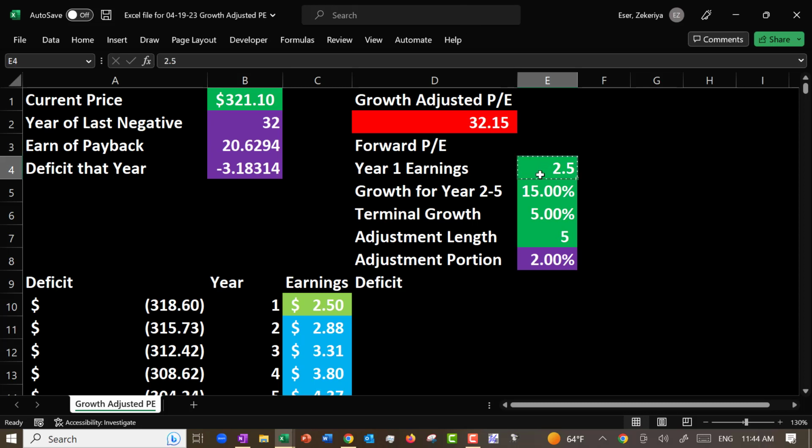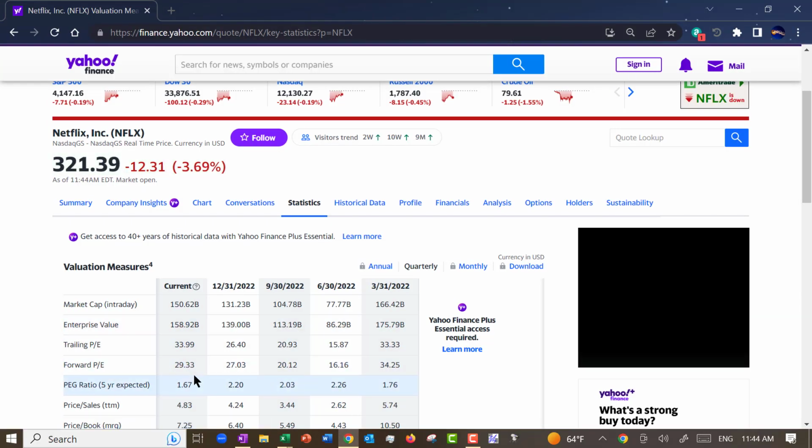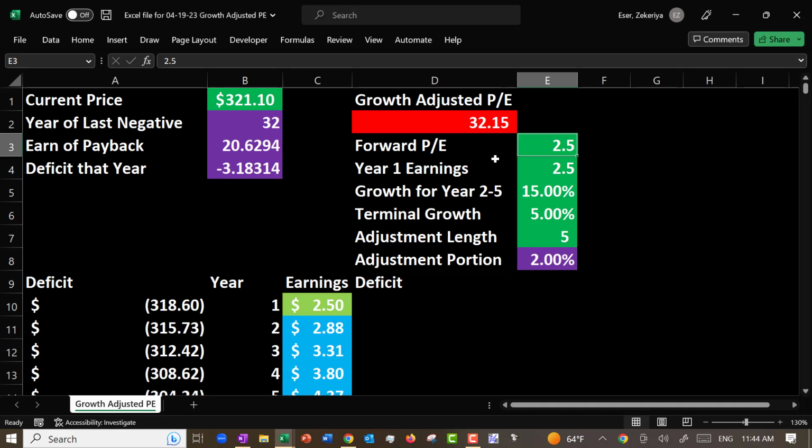Let's do the forward PE. Currently 29.33. By definition, we can obtain year one earnings from that. So PE is that, so earnings is current price divided by forward PE.